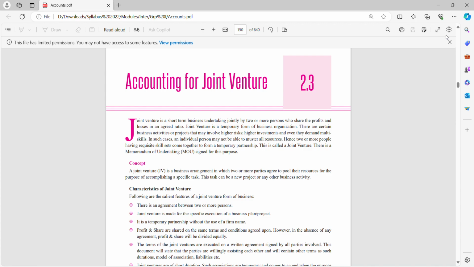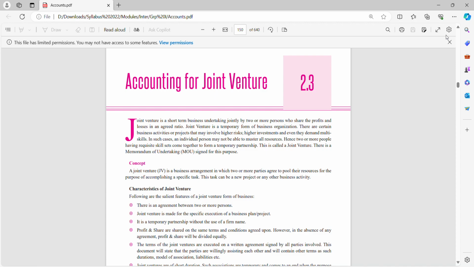Joint venture is a short-term business undertaking jointly by two or more persons who share the profits and losses in an agreed ratio. Joint venture is a temporary form of business organization. There are certain business activities or projects that may involve higher risk.